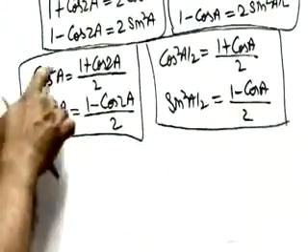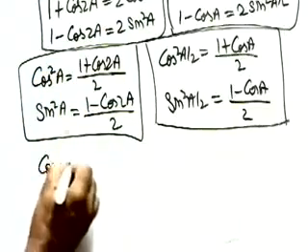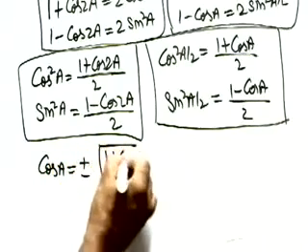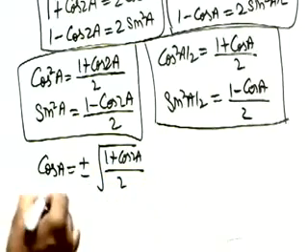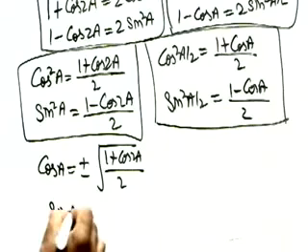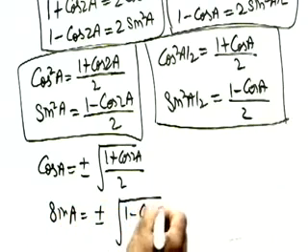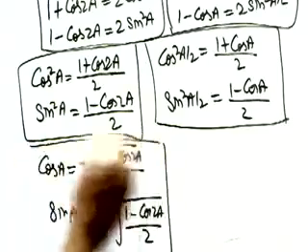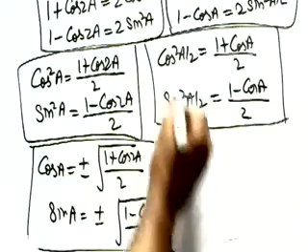One more formula we can derive here. If you take the square root, it will be plus or minus under root. So lastly, cos a equals plus or minus under root of 1 plus cos 2a by 2. In the same way, sin a equals plus or minus under root of 1 minus cos 2a by 2. Now the plus or minus sign depends upon the quadrant in which they lie.